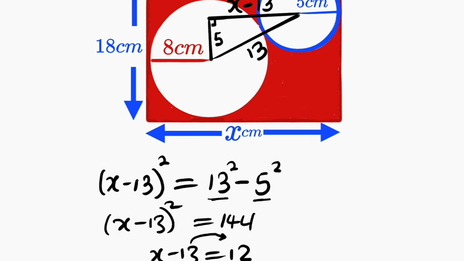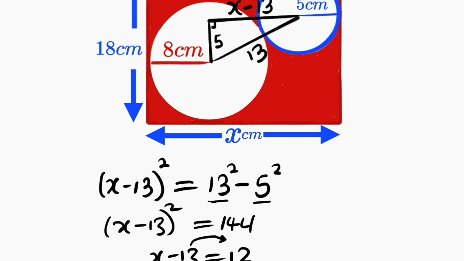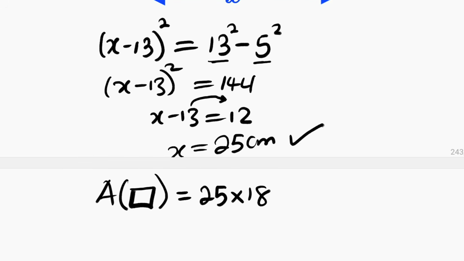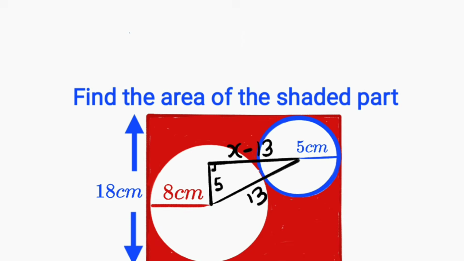But for me, I am going to continue. So what will be the area of the rectangle? Let me call it A of rectangle. This is going to be 25 multiplied by 18. What is 25 multiplied by 18? This is going to give us 450, right? Am I correct? Yes, 450. So this is 450 cm squared. That is the area of the rectangle.